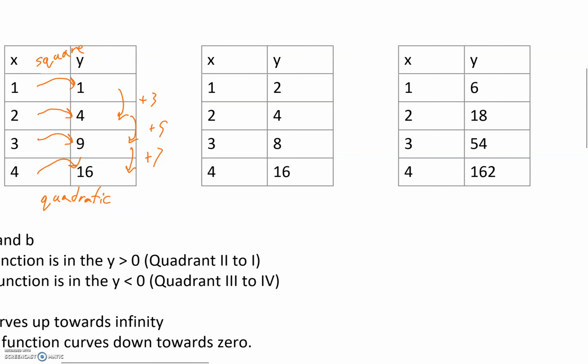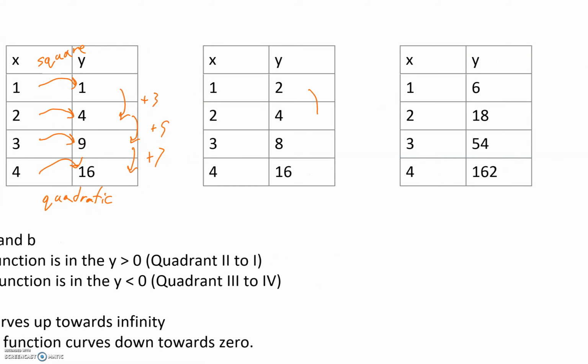And this one here, what can we tell? Well, what's happening here is we multiply by 2, multiply by 2, multiply by 2 every time. This here is an exponential. Exponential function with a base 2.